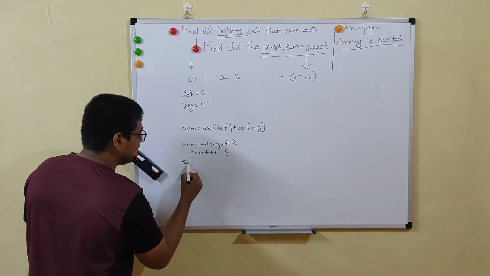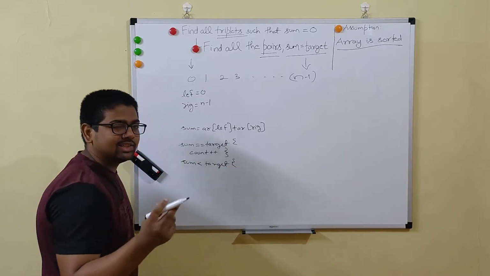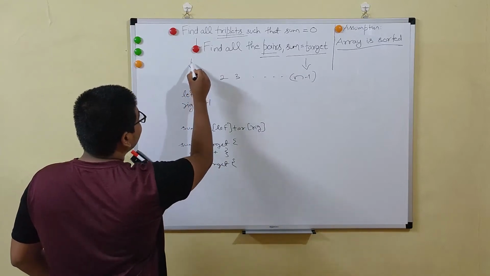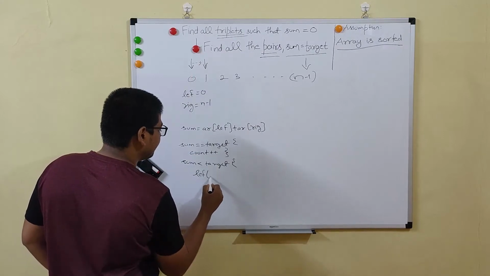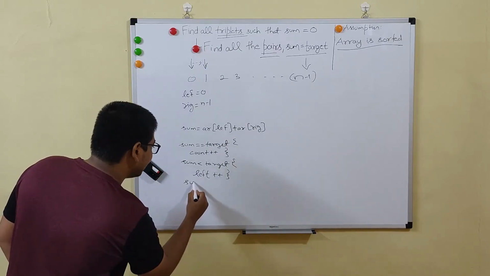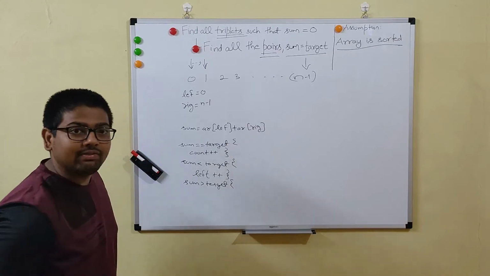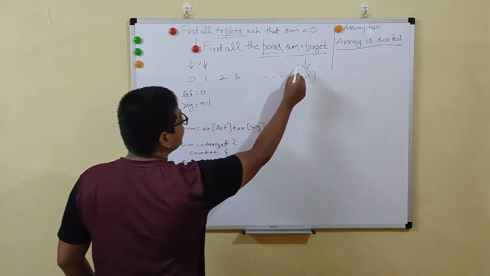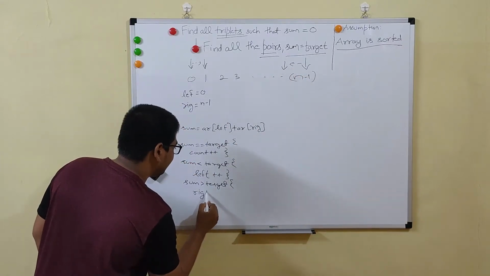But in case our sum is less than target, that means we are just shy of our target. So what do we have to do? We have to increase our sum. We can increase our sum by moving the left pointer towards the right. So we simply have to increment our left pointer by 1. And we are done. But in case the sum is greater than target, this means that we have exceeded our target. That means we have to reduce our sum. So we can reduce our sum by moving the right pointer towards the left. So we simply have to decrement the right pointer by 1.